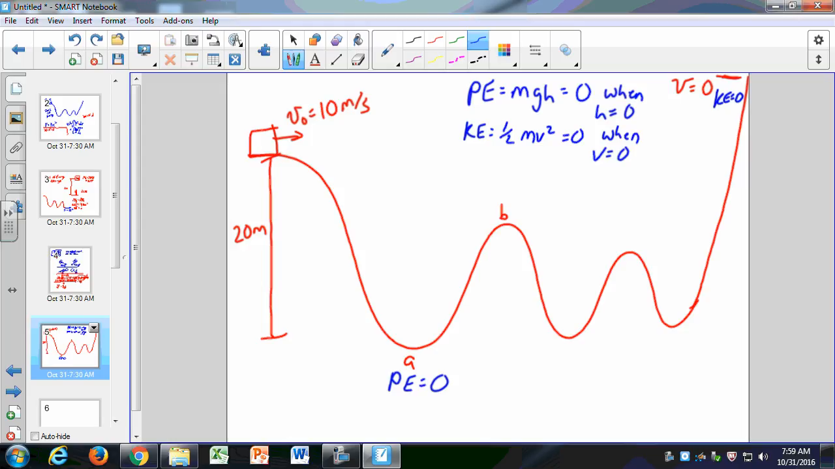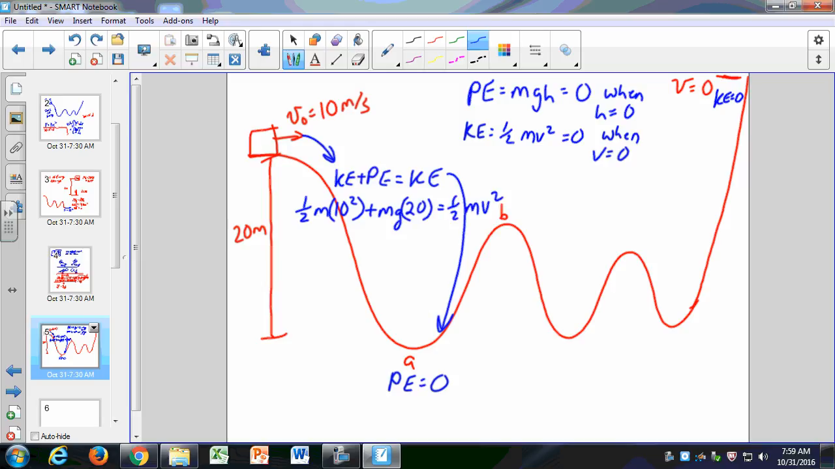So if I say the total amount of energy, that's kinetic energy plus potential energy, that's from right here, is equal to the kinetic energy from down here, then I get this equation, 1 half m. I'm going to go ahead and put in my speed. That's 10 squared plus m times g times h, which is 20, is equal to 1 half m v squared. Then I can solve that for v. My masses all cancel. And I can solve that for v.